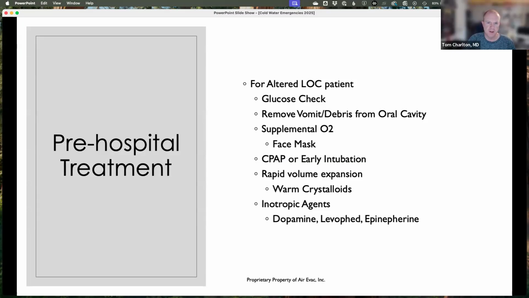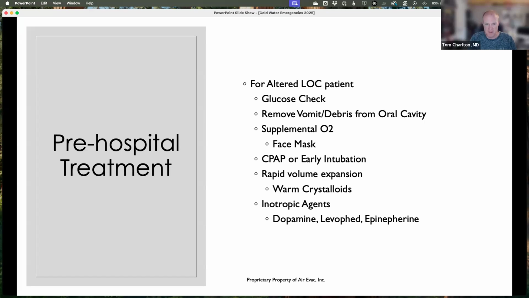So if we pull them out and they're altered, we still need to think about other causes of altered mental status. Are they hypoglycemic, which contributed to this? Did they have a seizure, et cetera? Try and clean out their airway. If they need supplemental oxygen, get them on supplemental oxygen.